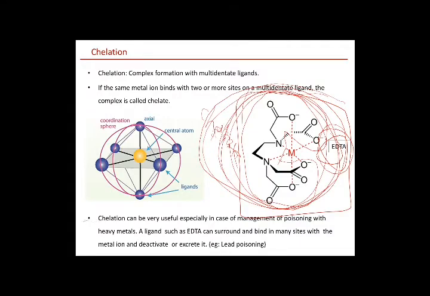And let's read this. In the management of poisoning with heavy metals, a ligand such as EDTA can surround and bind in many sites with the metal ion and deactivate or excrete the metal. So this is a way in which we can employ the phenomenon of chelation, which, as we said, is the complexes that are formed between a multidentate ligand and a metal.